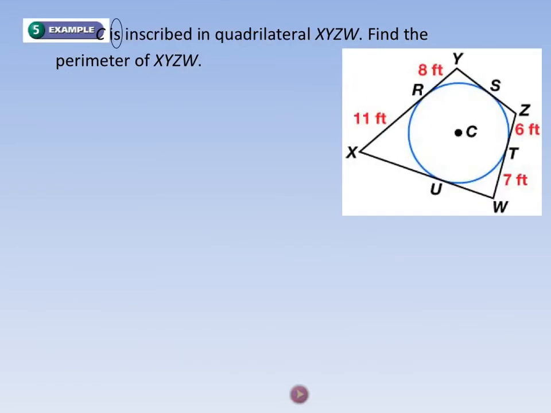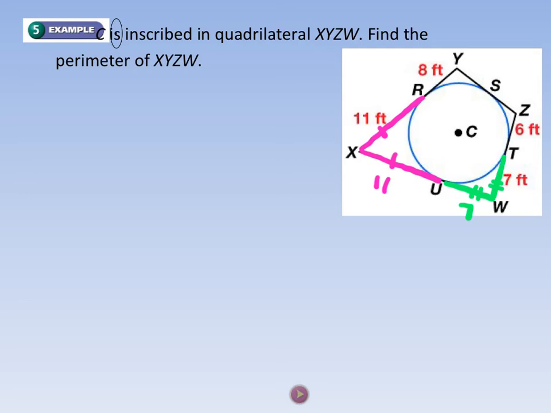Now, in order to solve a problem like this, we have to work our way around the figure using what we know, because it asks for the perimeter as our final answer. So we know that the RX piece is congruent to the XU piece. So they're congruent, so that means this side is 11. For the next part, we have that TW and UW should be congruent. So since TW is 7, UW is 7.